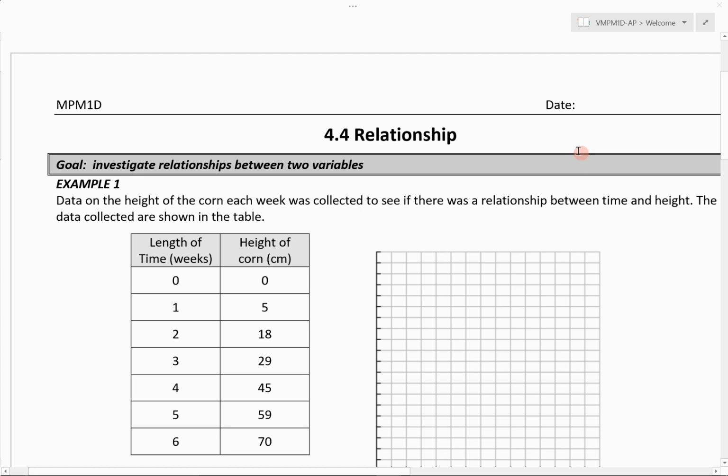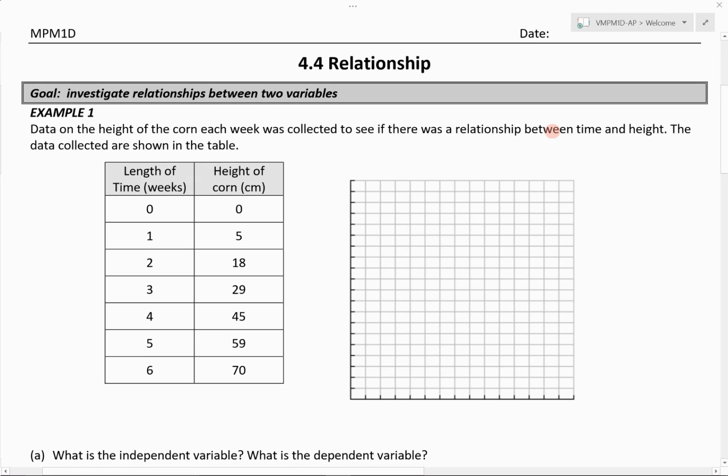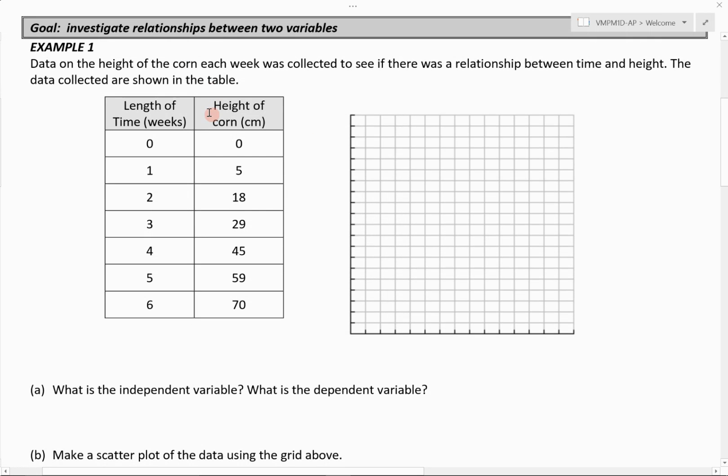4.4 Relationships. Okay, example number one. Data on the height of the corn each week was collected to see if there was a relationship between time and height. The data collected are shown in the table. So here in the table I have length of time in weeks and the height of the corn after each of these weeks. Okay, so part A asks us: what is the independent variable and what is the dependent variable?